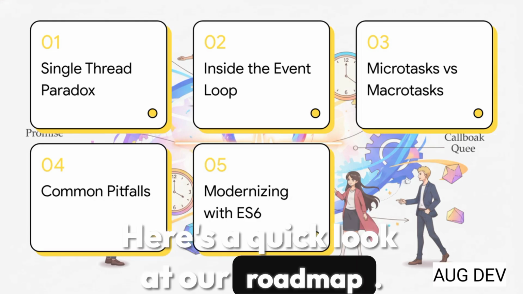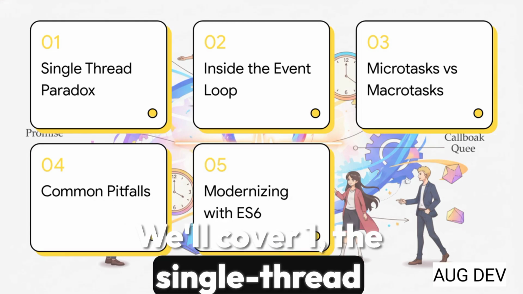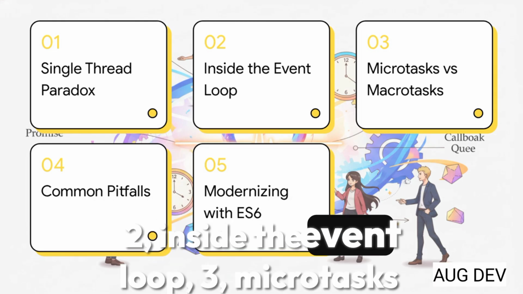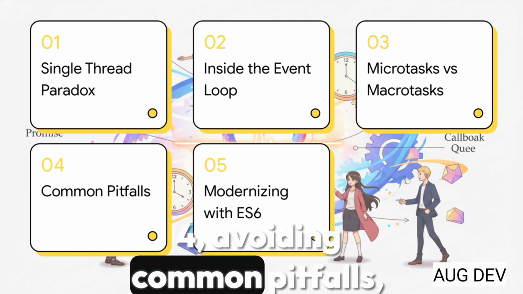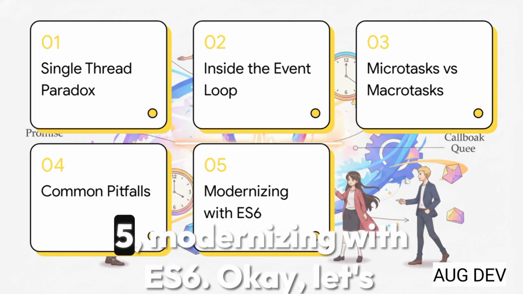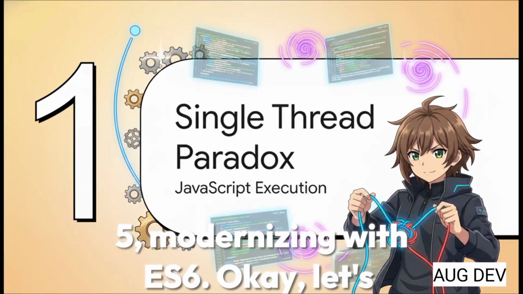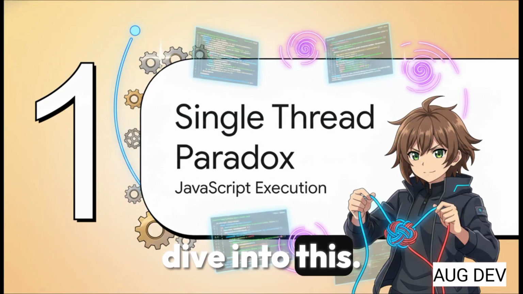Here's a quick look at our roadmap. We'll cover 1. The single-thread paradox, 2. Inside the event loop, 3. Microtasks versus macrotasks, 4. Avoiding common pitfalls, and finally, 5. Modernizing with ES6. Okay, let's dive into this.